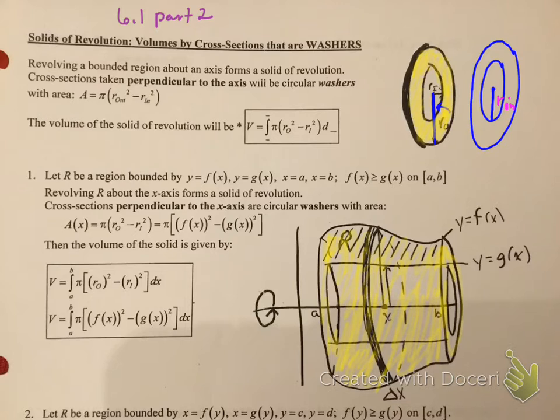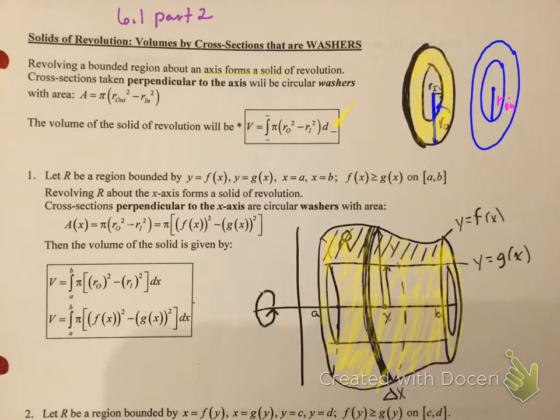So to find the volume of the solid of revolution, we're going to take volume equals the integral of the area, and the area is pi times the radius of the outer washer squared minus the radius of the inner washer squared, d something. Okay, so it just depends on what axis you're revolving around. That's going to affect if you have dx or dy here. Okay, so with these, you're going to have to do some work.